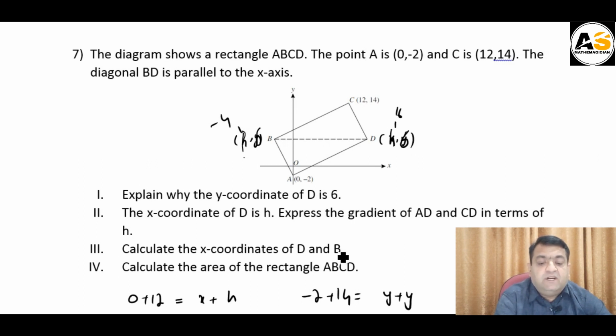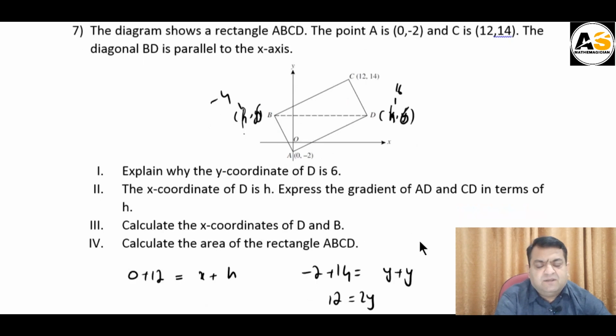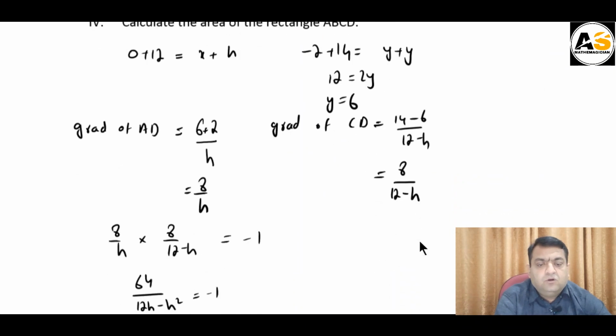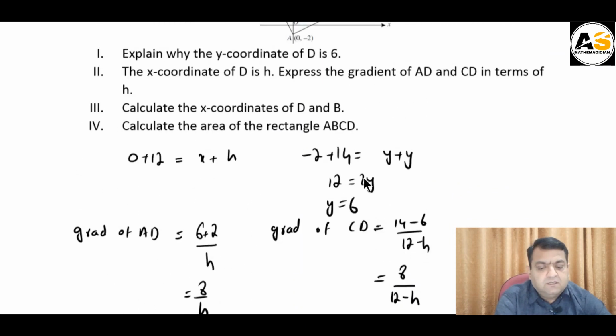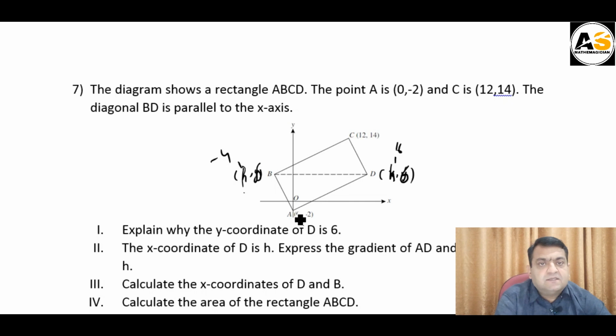Now we have to calculate the area of rectangle ABCD. This is very simple. What you will do, you have all the 4 points, you simply calculate AD distance and DC distance, two distances, and take their product. You will get the area.